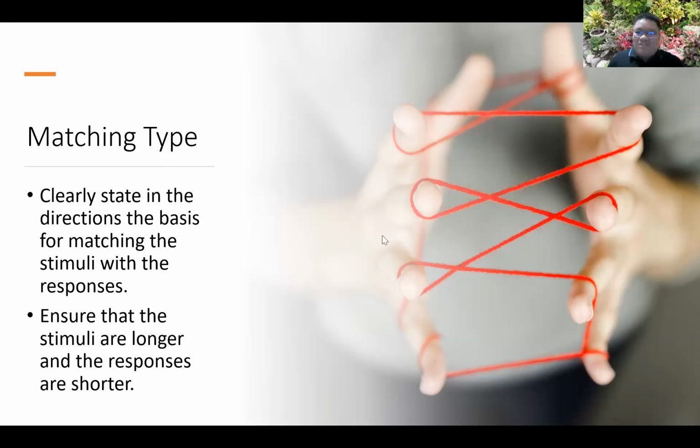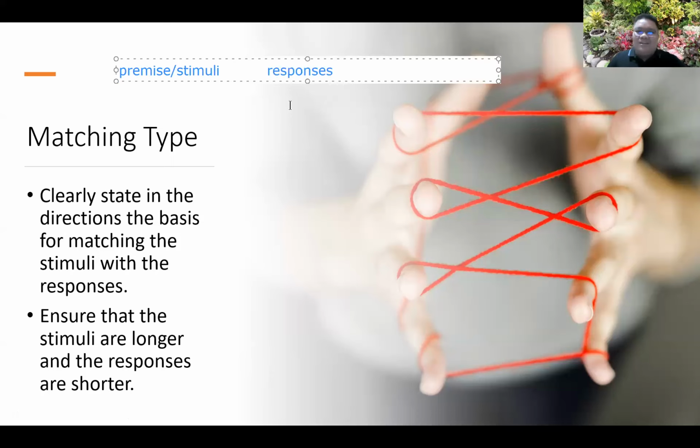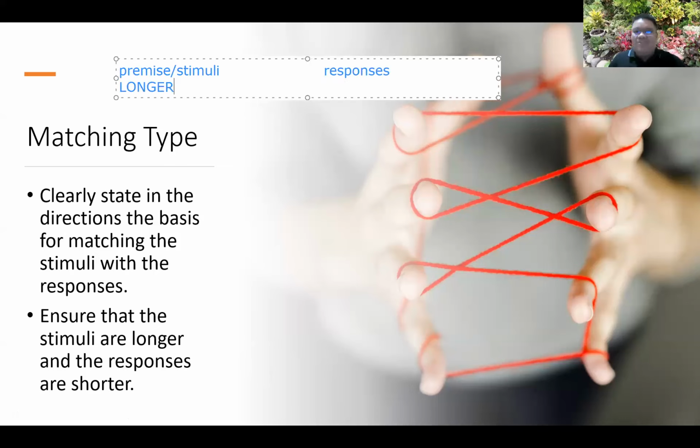So again, I would like to repeat. When I talk about matching type examinations, they are usually divided into two parts. The two parts are your premise and your responses. Your premise is sometimes referred to as your stimuli. The second part, class, is your responses. So class, when we say longer, the longer is in the stimuli or the premise, and the shorter is found in the responses.